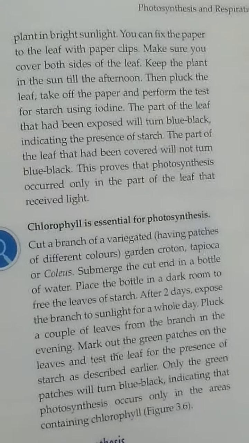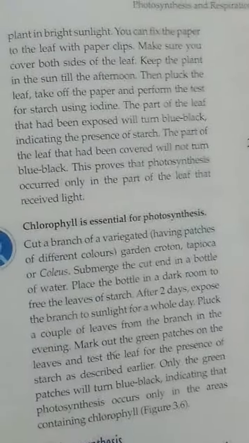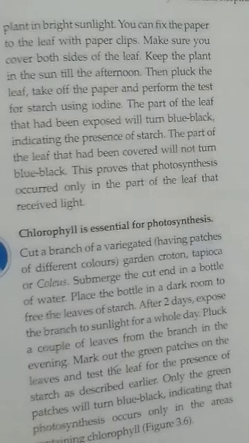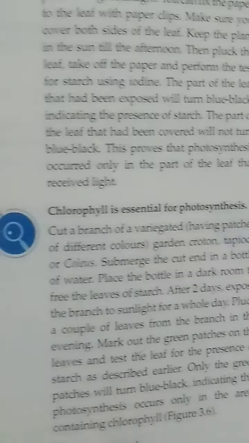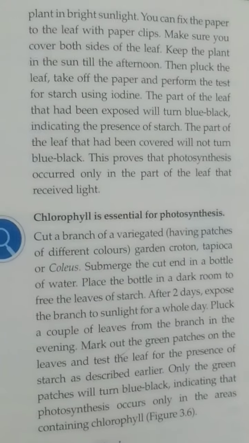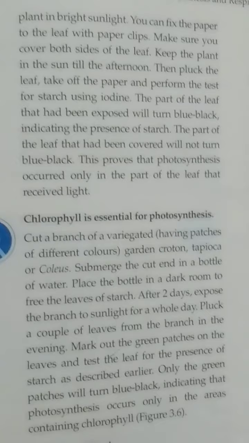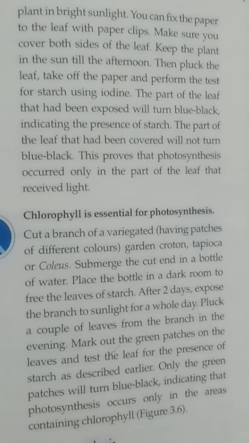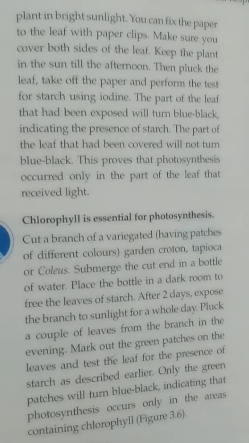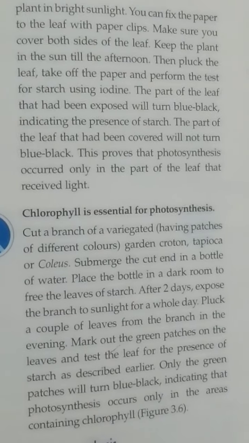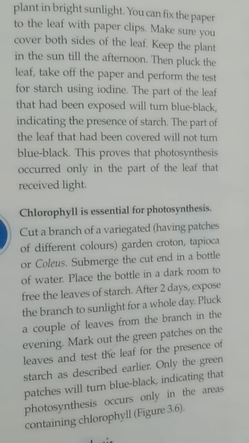So the process of photosynthesis is done there, and as a result of photosynthesis starch is formed. That's why that part of the leaf will turn blue black due to the presence of starch. But the part of the leaf which is covered with black paper is not getting sunlight, so no photosynthesis is done there, and no starch is formed. So this part will not turn blue black. So it proves that light is an essential factor for the process of photosynthesis.